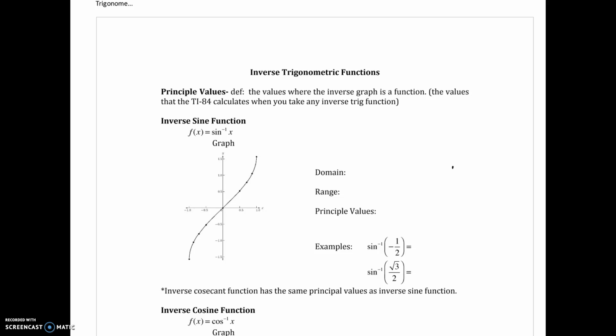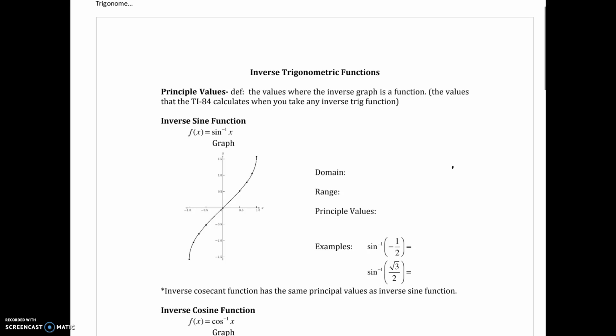This video is just going to be an introduction to the graphs of the inverse trig functions. Although we're not going to really be doing much with the graphing part, we want to look at what the graph means about finding the inverse values. So the first one we're going to look at is inverse sine.